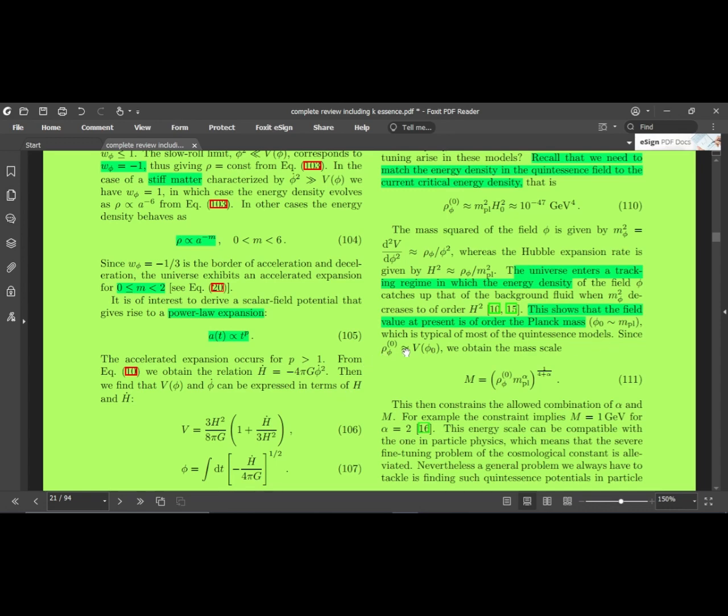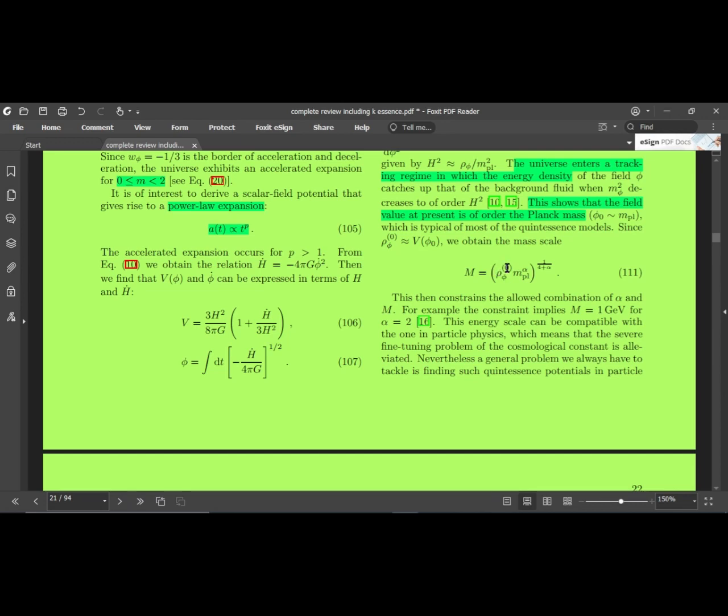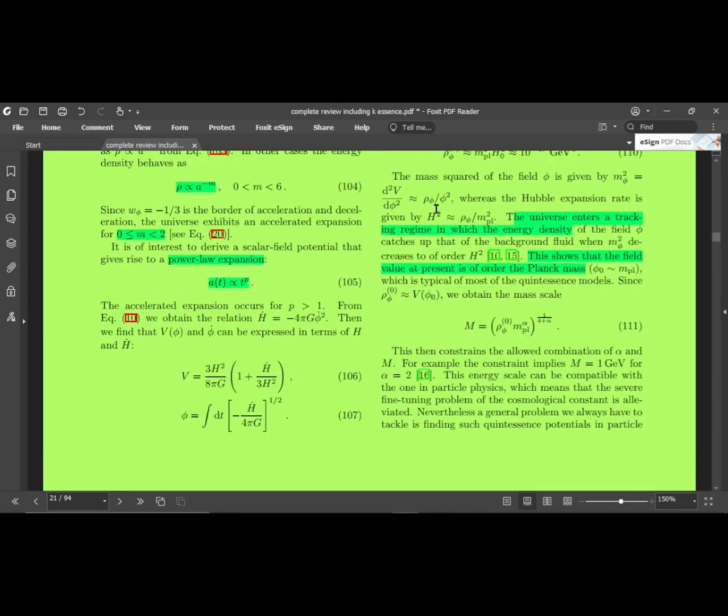Since ρ_φ is approximately equal to V(φ0), we obtain the mass scale to be ρ_φ0, where M_Pl is the Planck mass to the power α over 4 plus α. Then this constant gives the allowed combination of α and M. So whatever M you take, M and α are now constrained. For example, the constant implies M is equal to 1 GeV for α equal to 2.